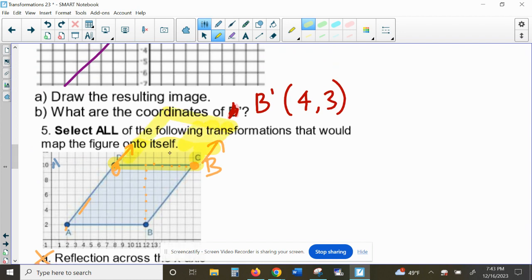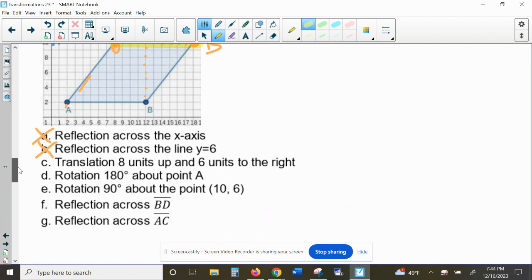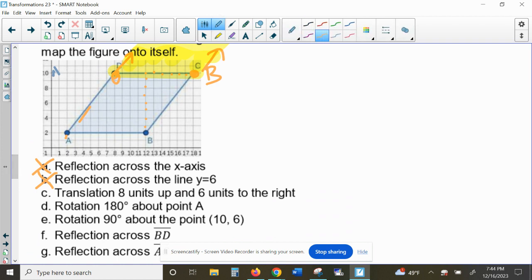So can you say that this yellow one lands on top of the blue one? You would say no. It's clearly way up higher than the blue one. If you take a shape and you move it up like that, it's not going to land on top of it. So this is going to be a no.